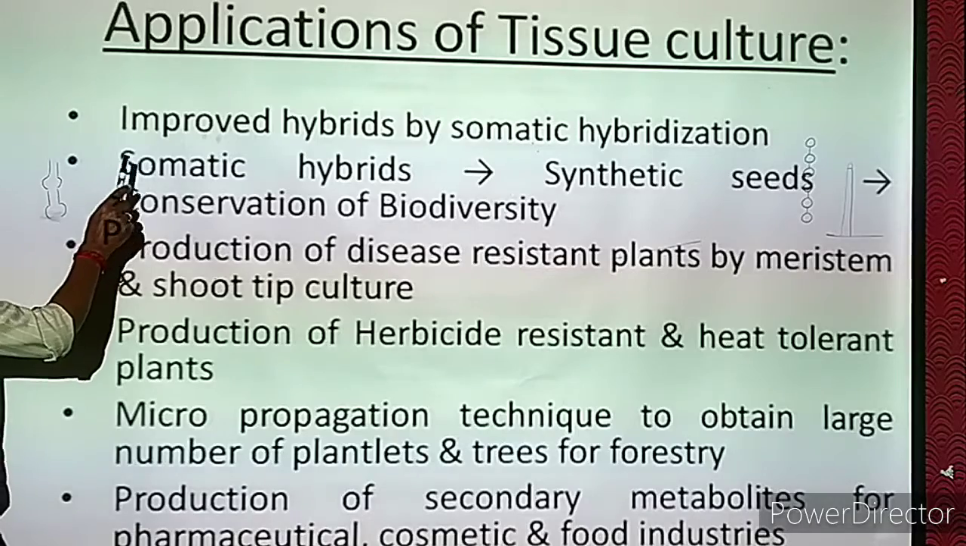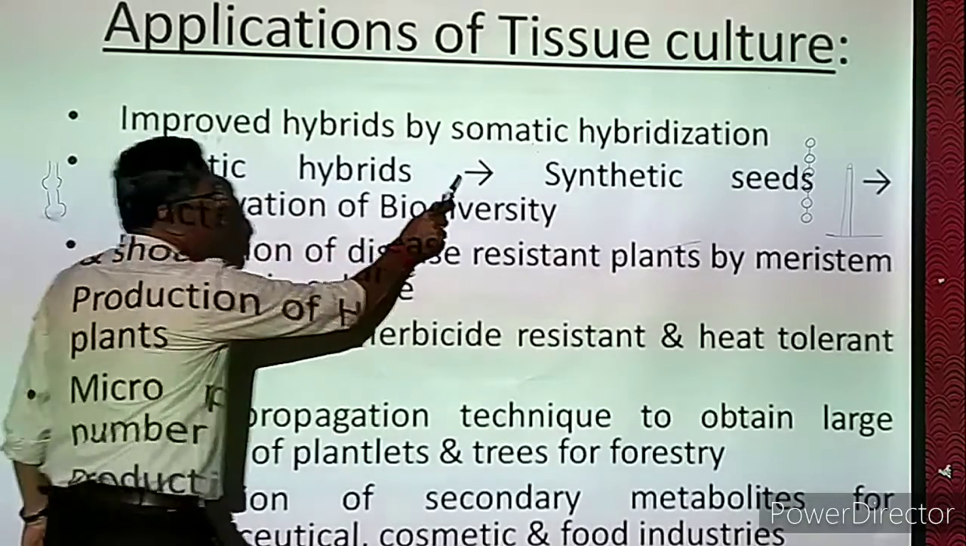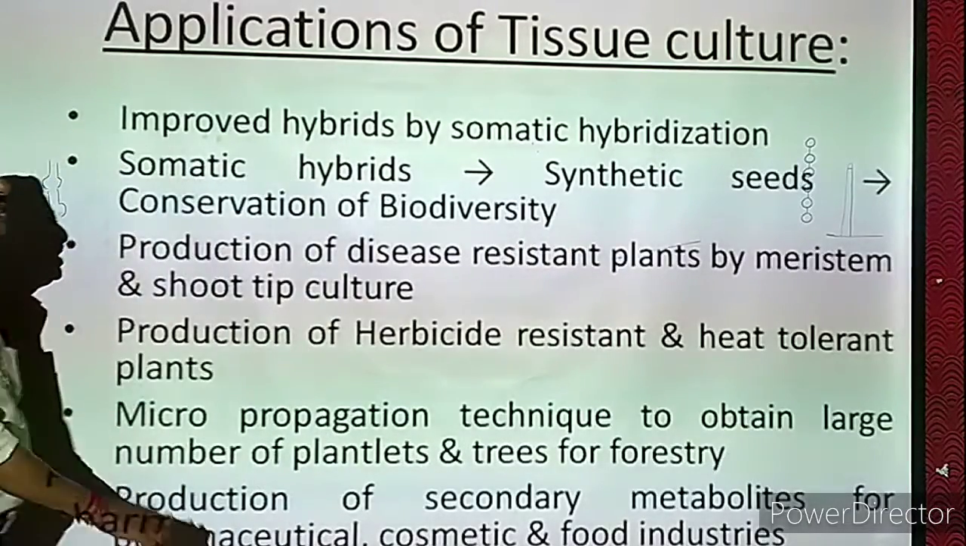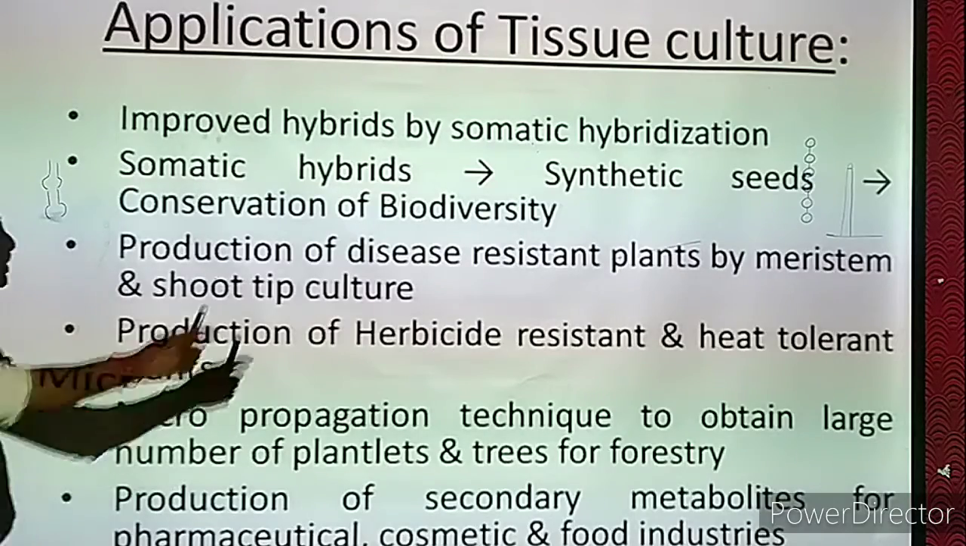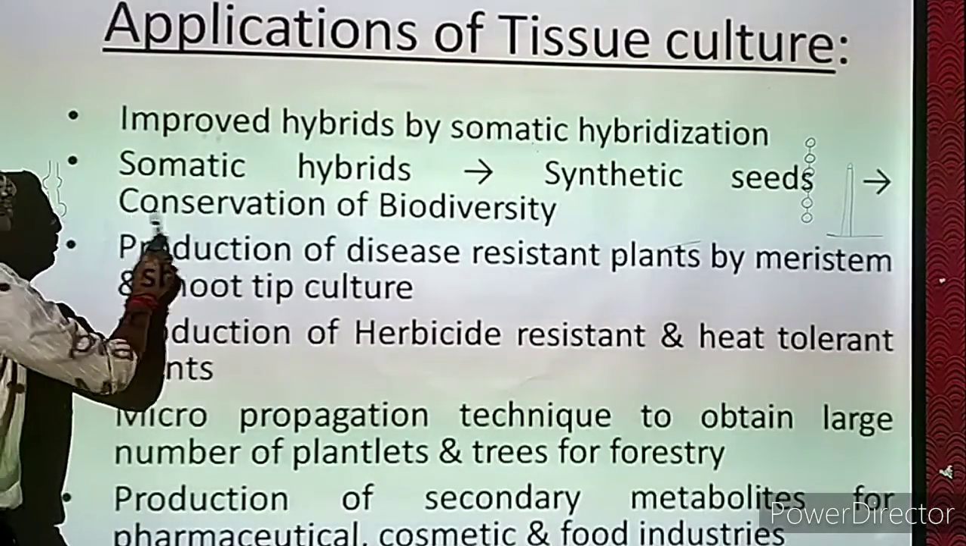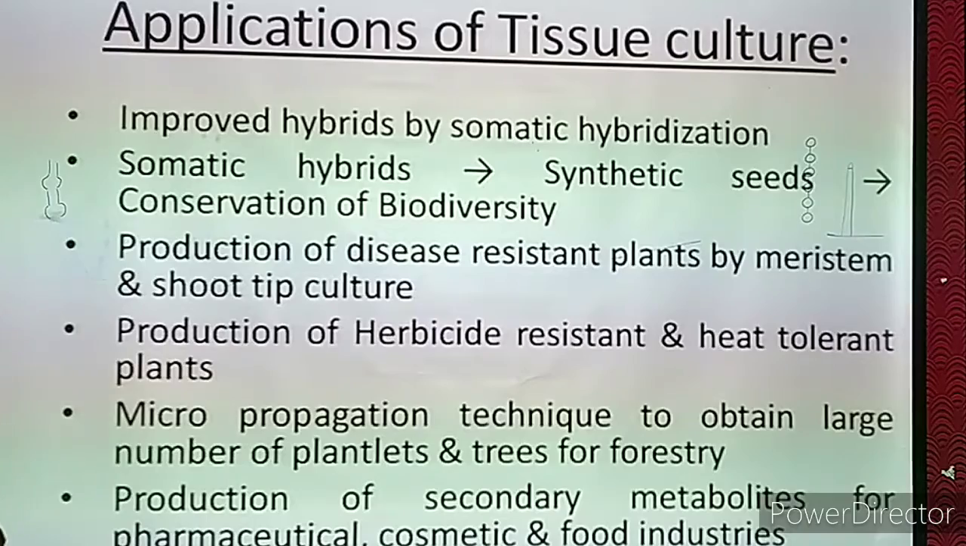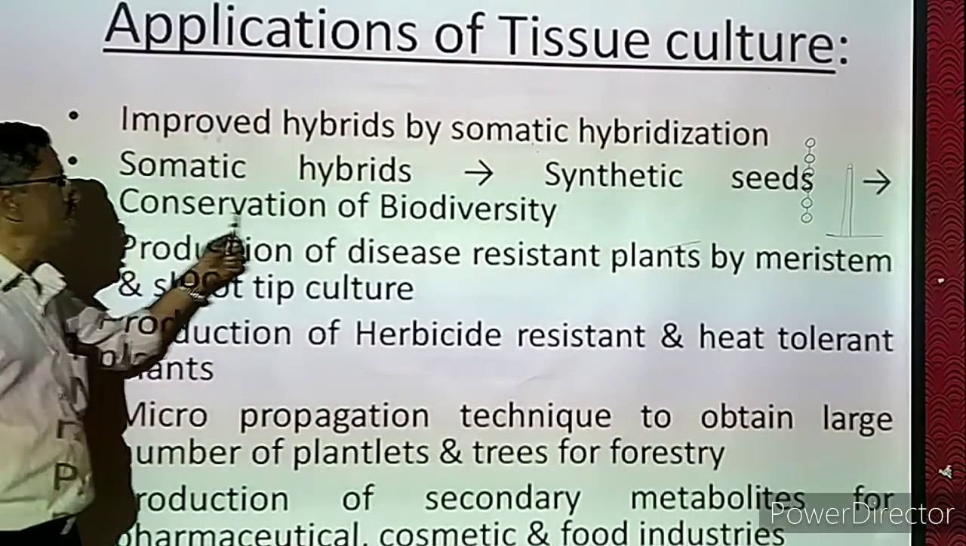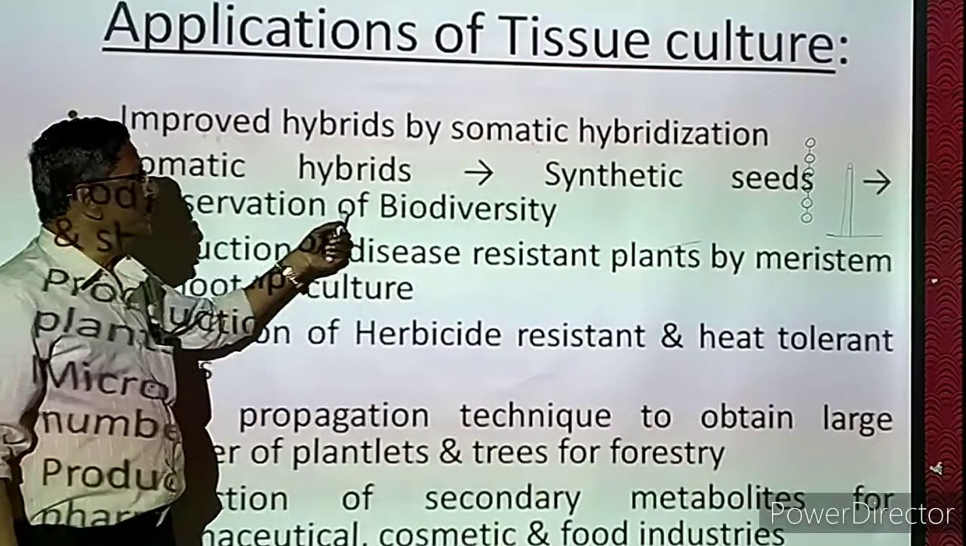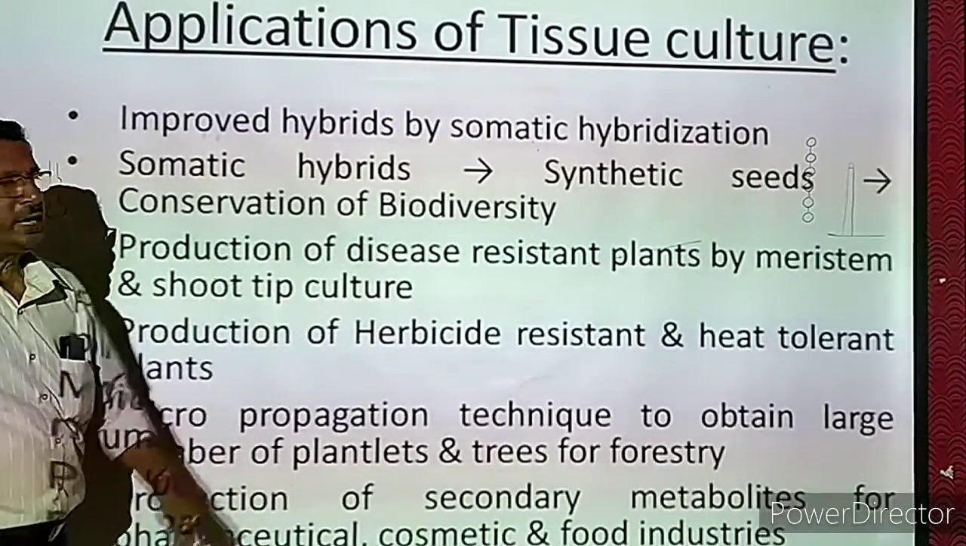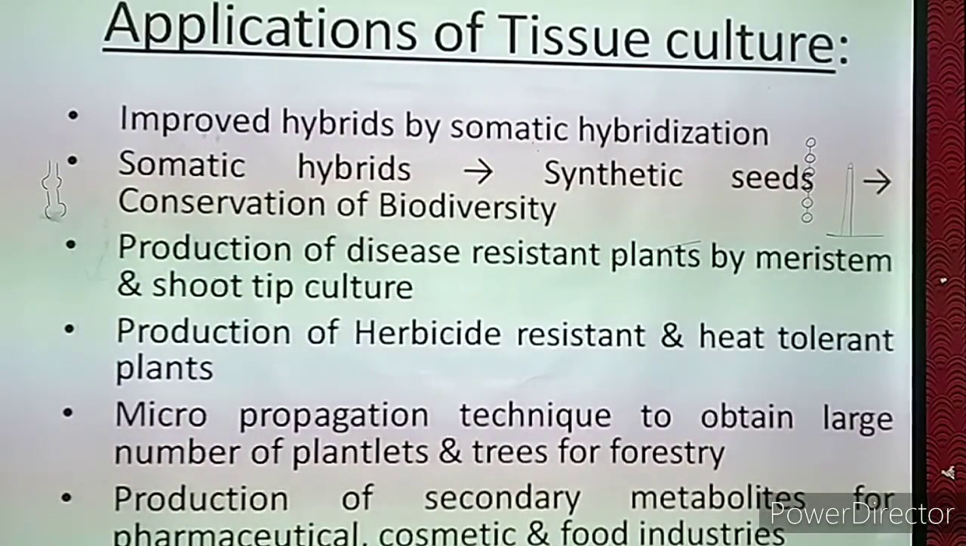The second point, somatic hybrids are giving synthetic seeds. When the seeds are produced, they are called synthetic seeds. The synthetic seeds help in conservation of biodiversity. The synthetic seeds can successfully germinate and grow, so an enormous number of plants will be formed. So new varieties will be distributed in our surroundings, giving biodiversity.